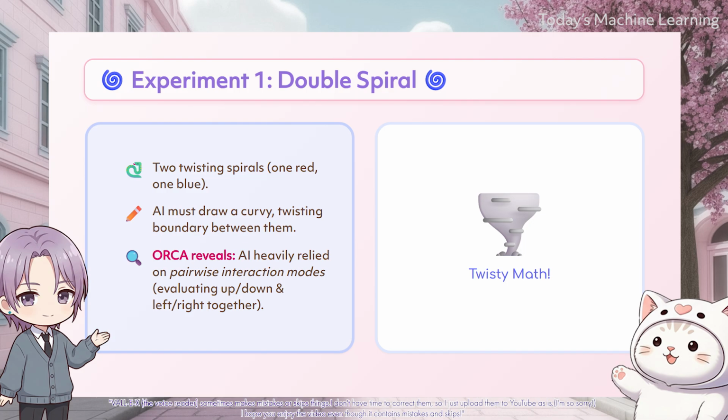Normally, we would just see the final twisting line and say, good job, but with the ORCA framework, we can see exactly how the AI built that twisty line. Authors found that for the AI to succeed, it had to completely ignore the simple constant math and heavily rely on what they call pairwise interaction modes. This means the AI mathematically figured out that the left and right position and the up and down position had to be constantly evaluated together to follow the spiral curve.